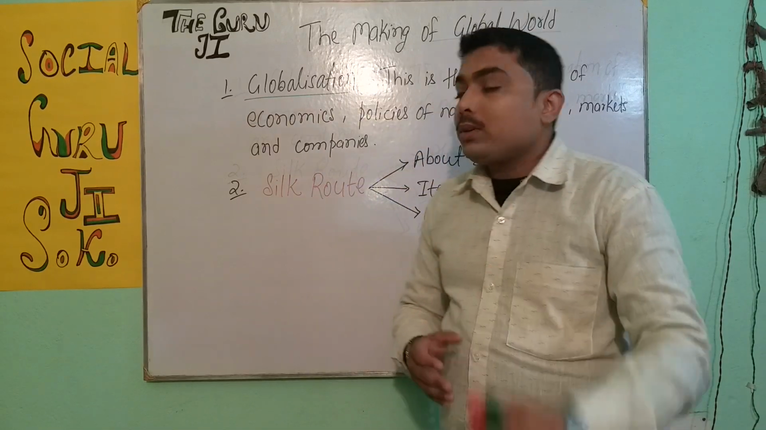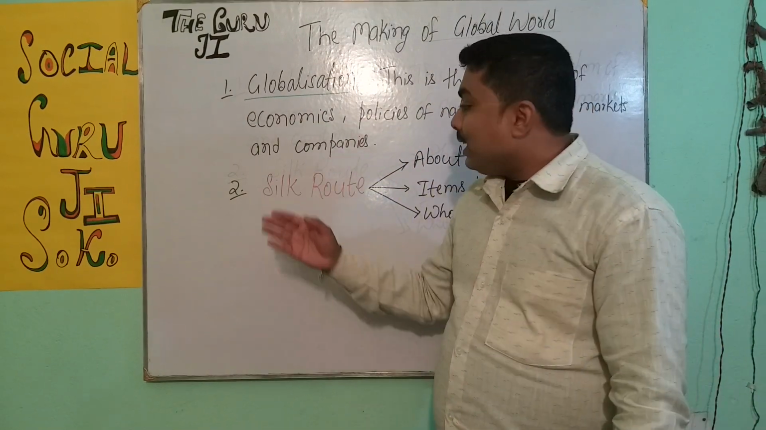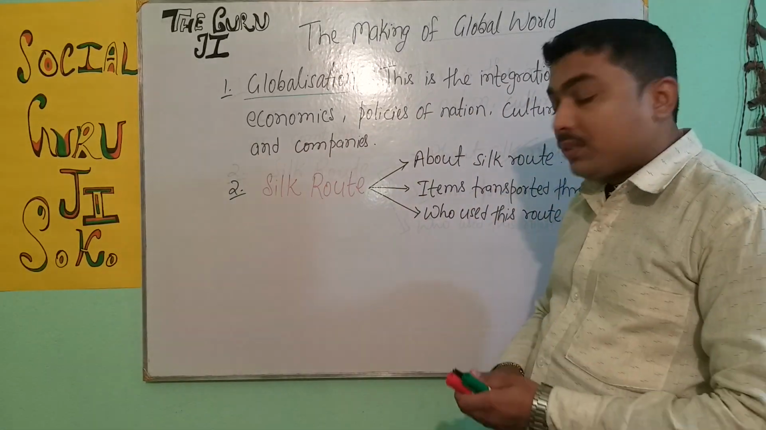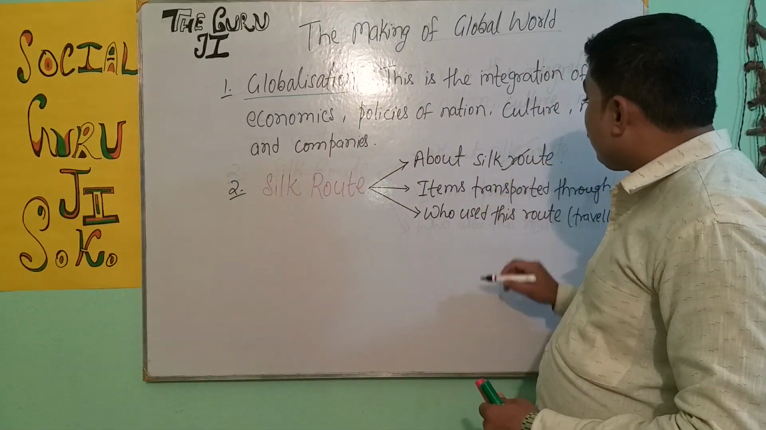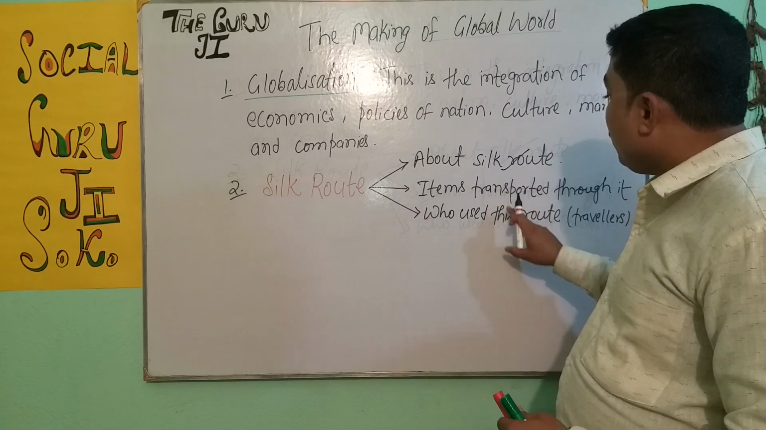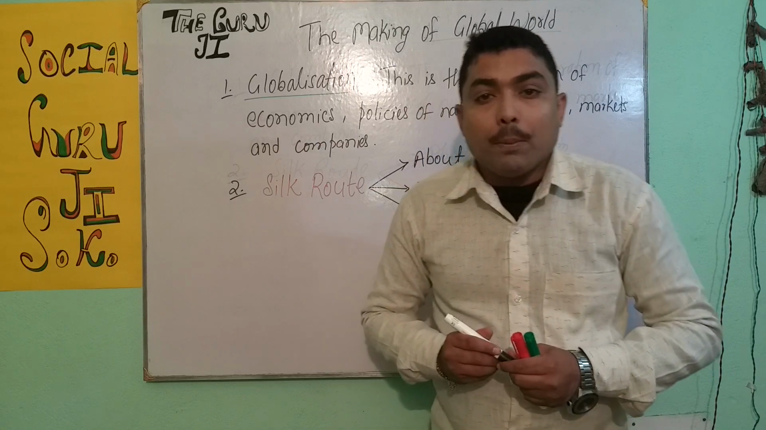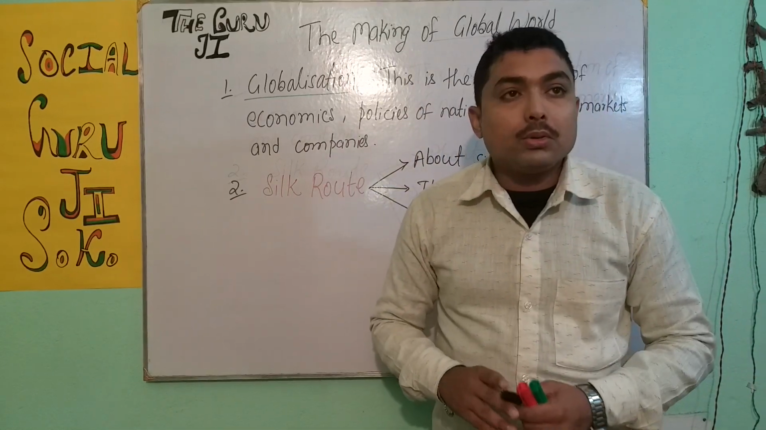Now, moving toward the next topic, the Silk Route. In this topic, we have to relate three things: about the Silk Route, items transported through it, and who used this route, meaning the travelers. Starting from the first, about the Silk Route.